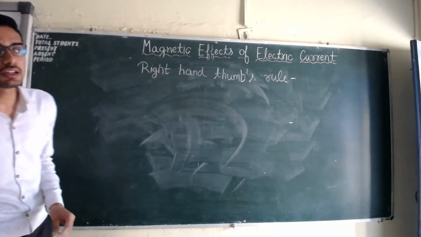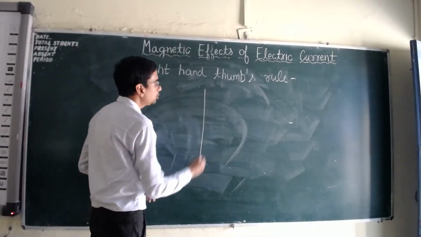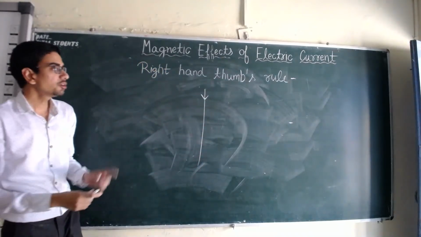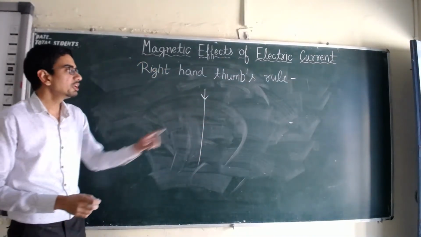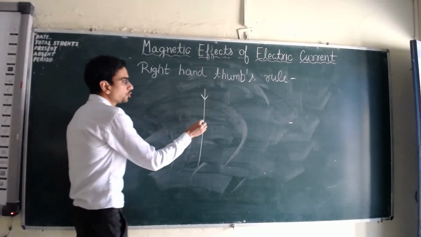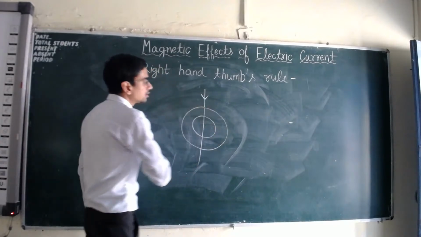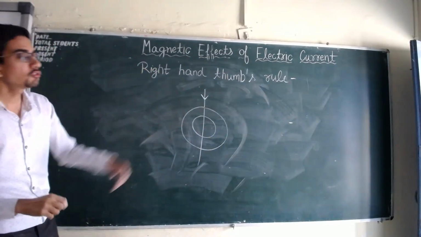Now if I change the direction of current from up to down, ऊपर से नीचे current flow कर रहा है वायर में, then draw the magnetic field lines. Magnetic field कहाँ पर होगा आपको show करना है. So first of all you have to draw circles.